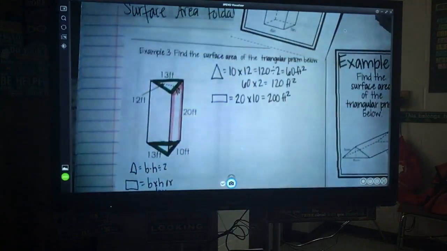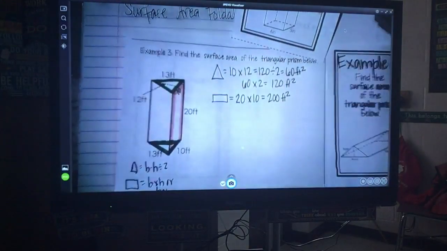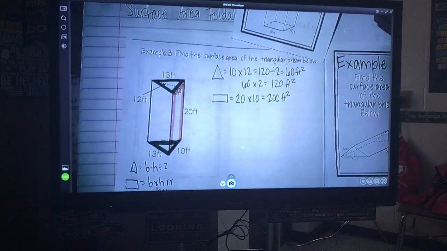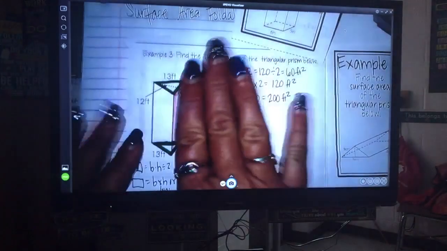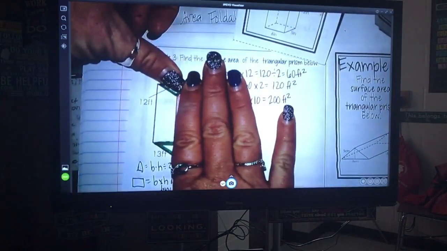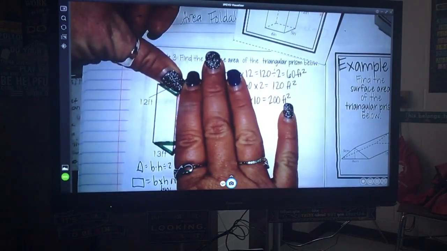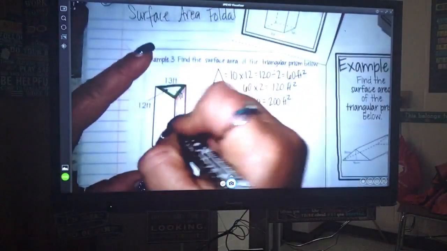All right. Now, I have a question. Do we have another 20 by 10 rectangle? No. The next one is 20 by 13. So therefore, this is why it's a little bit different than our rectangular prisms. So that is 200. We're not doing anything with it. We're not multiplying it by anything because there's only one 20 by 10. Now, we do have this one right here that is going to be what 2 numbers that we're multiplying together? Rock? 20 and 13.